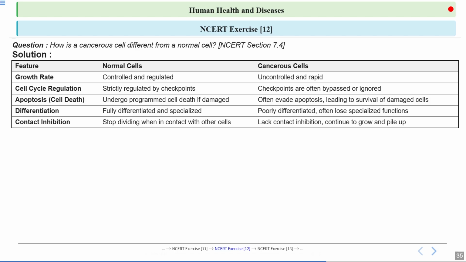Then normal cells fully differentiate and specialize, whereas cancer cells are poorly differentiated and often lose specialized functions. Now, normal cells show the property of contact inhibition, meaning they stop dividing when in contact with other cells, whereas cancer cells lack contact inhibition and continue to grow and pile up, forming tumors.